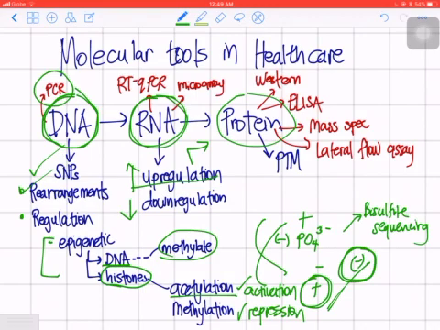Whereas if you downregulate a tumor suppressor gene like P53, for instance, so P53 is a well-known tumor suppressor gene. If you downregulate P53, you won't be able to stop certain cancers from developing, then you can develop cancer. Okay, so that's the importance of knowing whether your transcript is upregulated or downregulated.